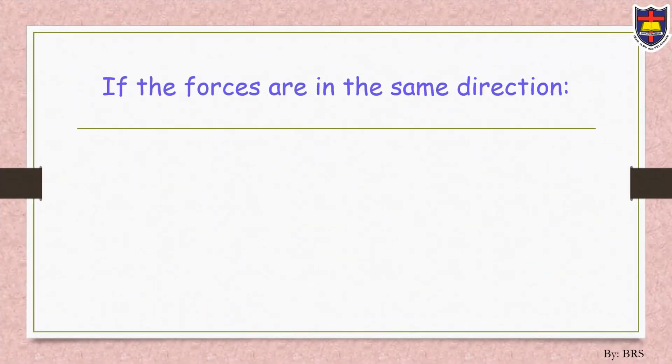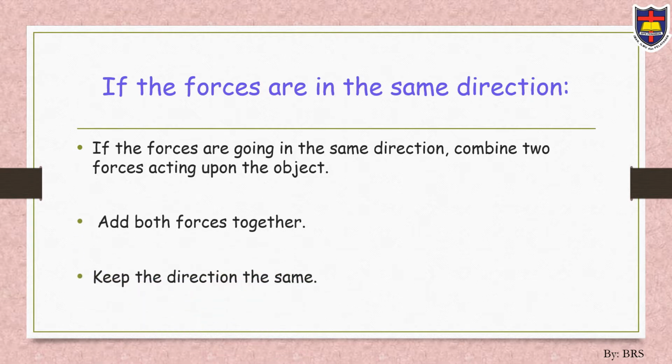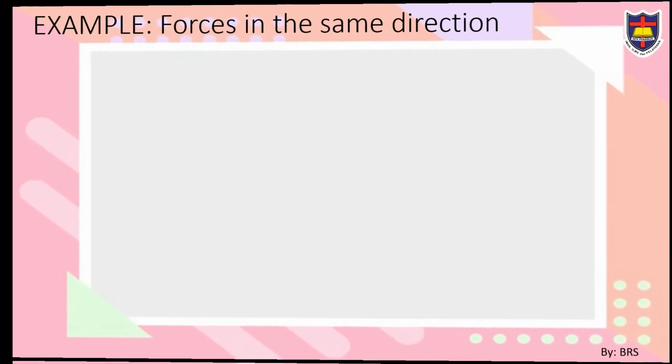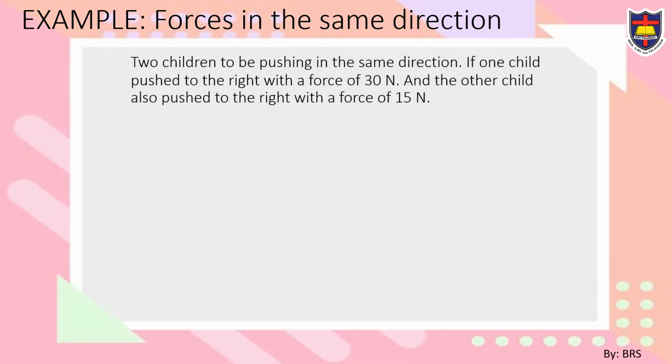If the forces are in the same direction, combine two forces acting upon the object, add both forces together, and keep the direction the same. Next, example of forces in the same direction. Two children are pushing in the same direction. If one child pushed to the right with a force of 30 Newton, and the other child also pushed to the right with a force of 15 Newton.